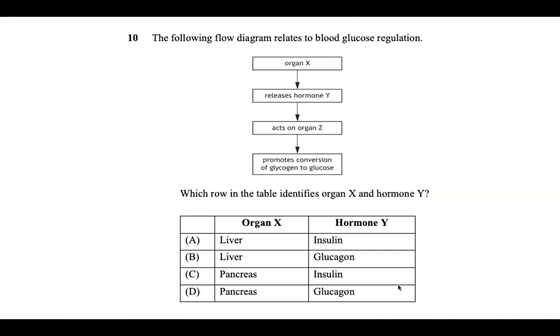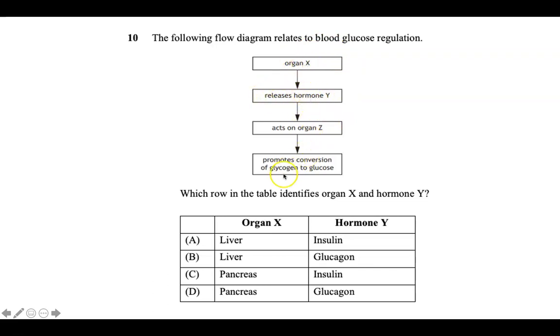Question 10. The following flow diagram relates to blood glucose regulation. So blood glucose regulation is all about the pancreas and the liver, glucagon and insulin, and how that all works together. So we have organ X that releases hormone Y that acts on organ Z and promotes conversion of glycogen to glucose. So organ X and organ Z, one of them is probably going to be the liver, one of them is probably going to be the pancreas, and releases hormone Y.